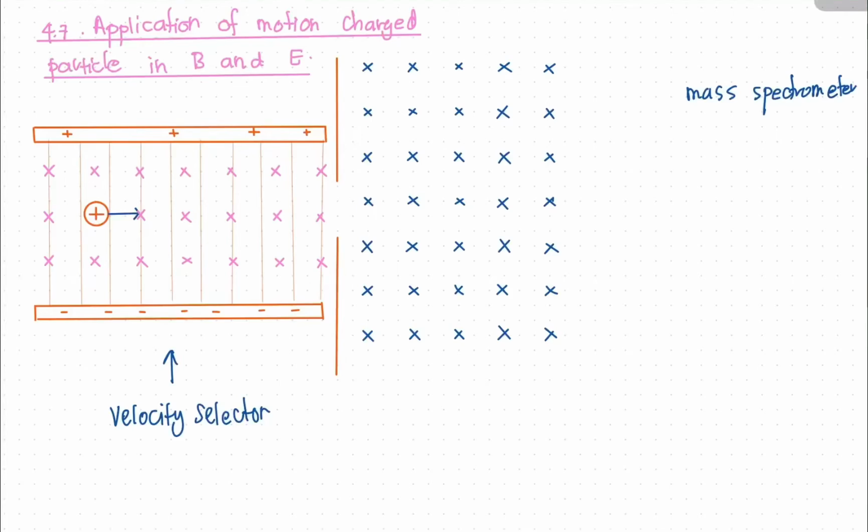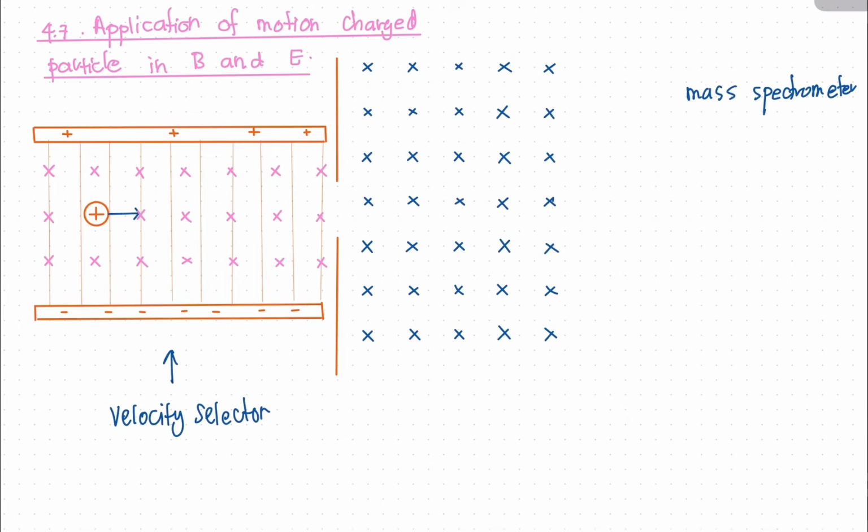Okay, hi, so this is 4.7, applications of motion of charge, particle in B and E. The setup I give you is a mass spectrometer. Its function is to detect an unknown charge. So we need to determine the unknown charge. I'm going to use the mass spectrometer to find the mass of the charge, then we compare it with the periodic table and find which one it is.